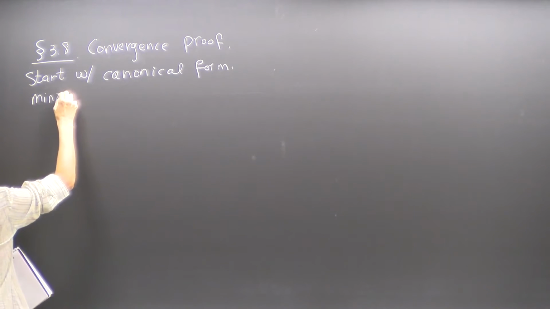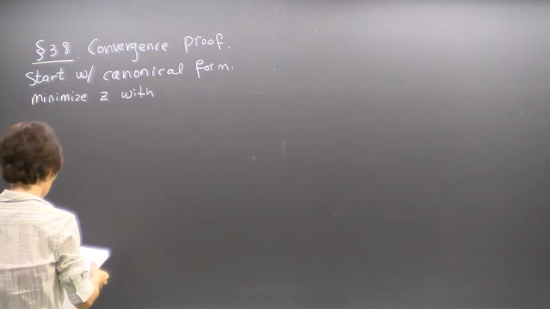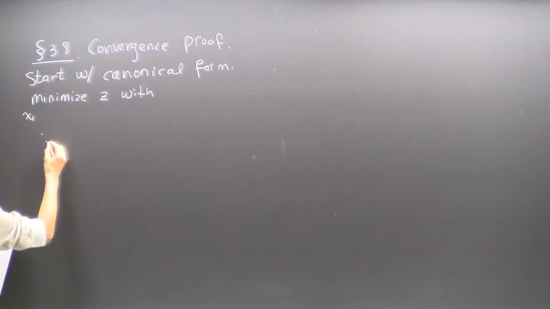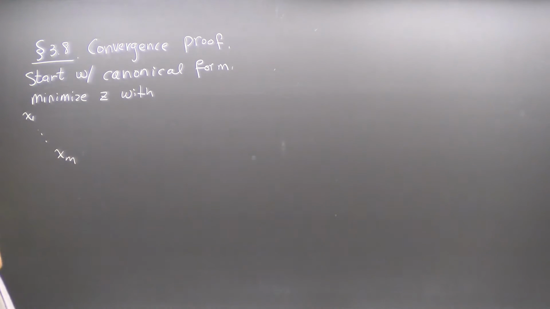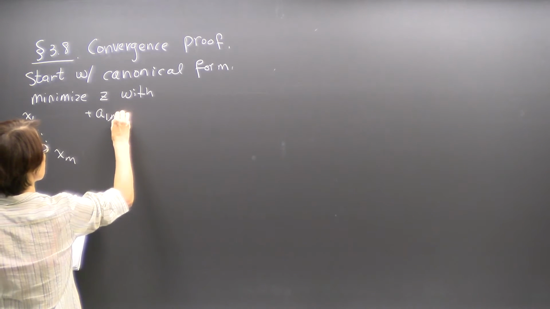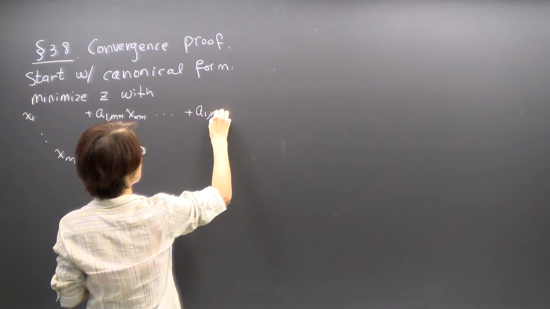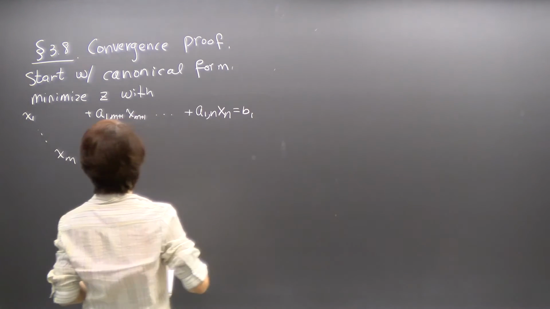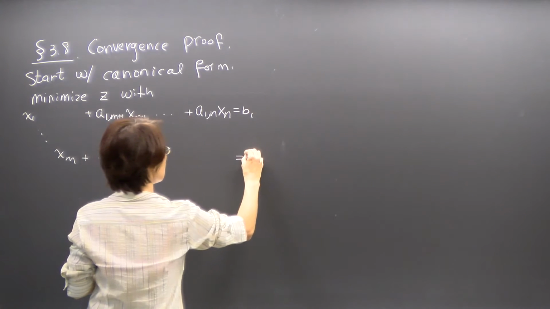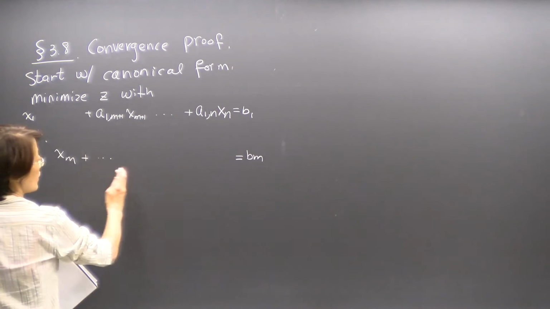Okay, so let me put this standard canonical form here. Minimize z with the following. I have x1, it's in canonical form, so these are my basic variables, and then I have the non-basic ones, a1,n+1 x_{n+1}, all the way to a1,n x_n, equals b1. I'm going to just do the last one, and that's bm. So these are the constraints. And then you have your objective function written in terms of non-basic variables.